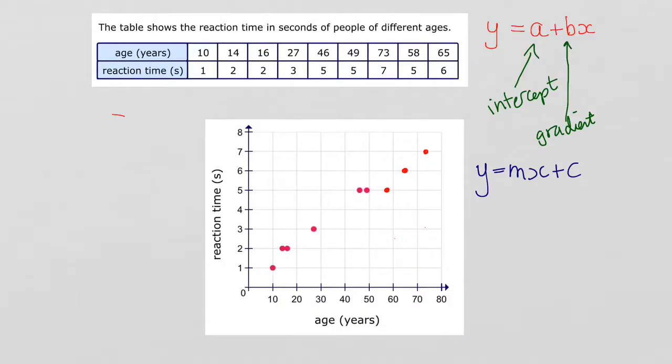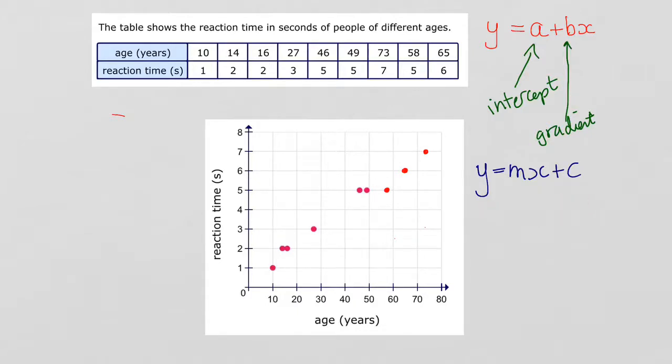Okay, so we've got here the reaction times of some people of different ages. Can't quite tell from here what the distribution would look like, but once we've plotted it, we can see we've got a fairly strong positive correlation here, meaning that the older you get, as you'd expect, your reaction times generally slow down.